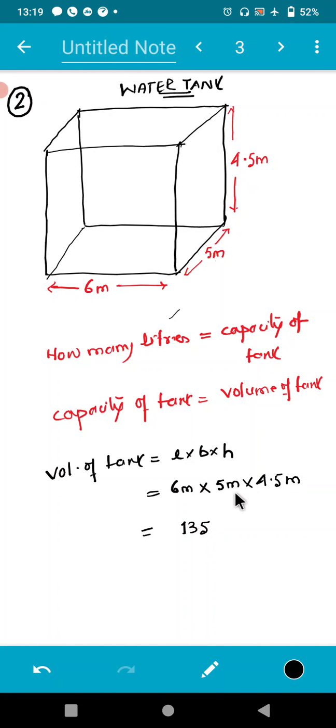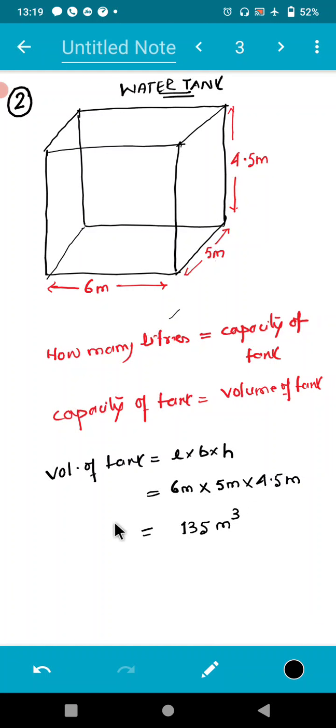And how many meters are there? 3 meters. So your required answer would be 135 meter cube. Now this is not the only answer. You have to give your answer in liter form. But see, this time the volume of the tank, what unit is it carrying? Meter cube. So we have to convert this meter cube to liter form.